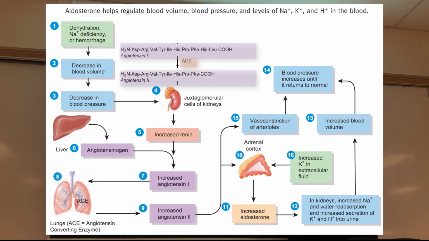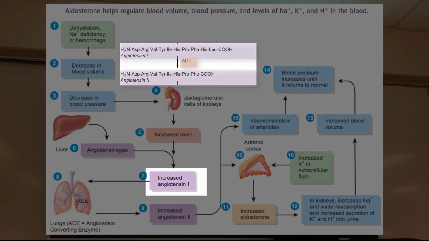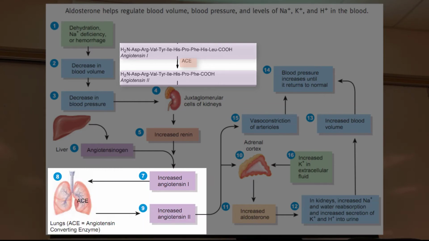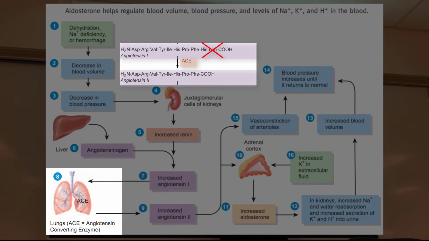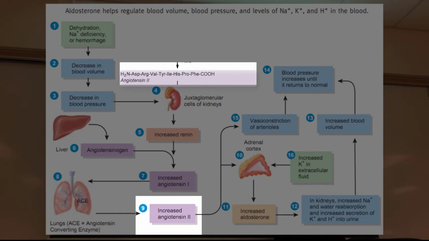Angiotensin 1 is still floating through the circulatory system, and eventually it's going to make its way into the lungs. And I have no idea why it's built this way, but the enzyme that's going to convert angiotensin 1 and cleave off 2 amino acids from it is located in the lungs itself. This is called angiotensin converting enzyme. Angiotensin converting enzyme turns angiotensin 1 into angiotensin 2.